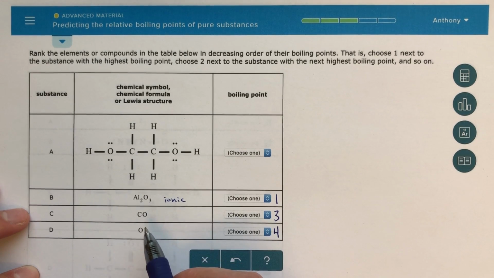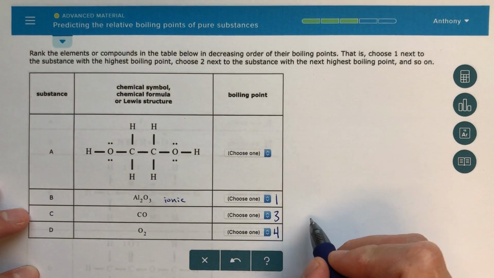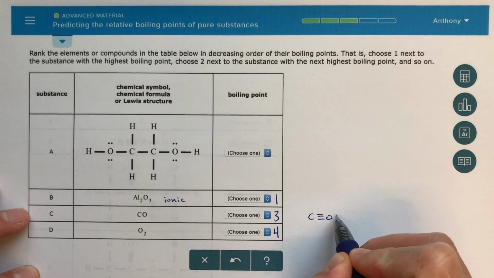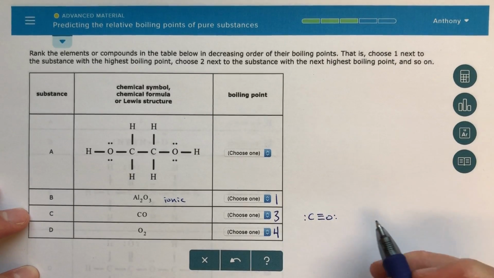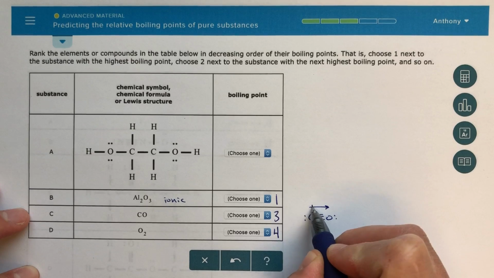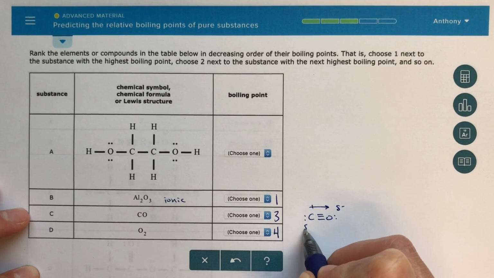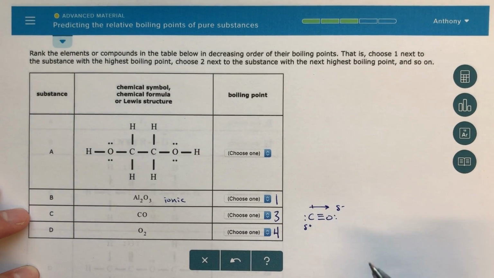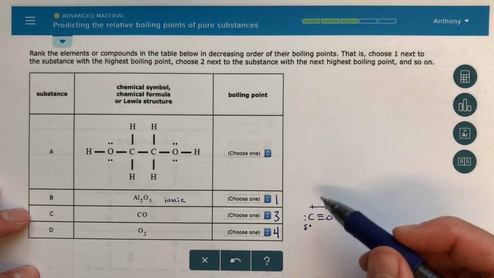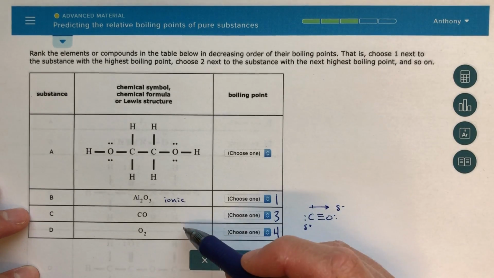If you think about the structure of CO, I guess we could just draw out a Lewis dot structure. Our Lewis dot structure for CO, this is going to be a polar bond, partial negative, partial positive. We could have dipole-dipole attractions between this CO molecule and another CO molecule and another CO molecule, and so forth. So that's going to be more stuck together than the O2.